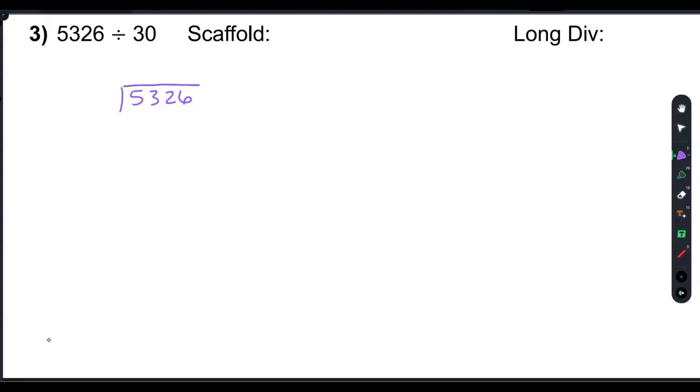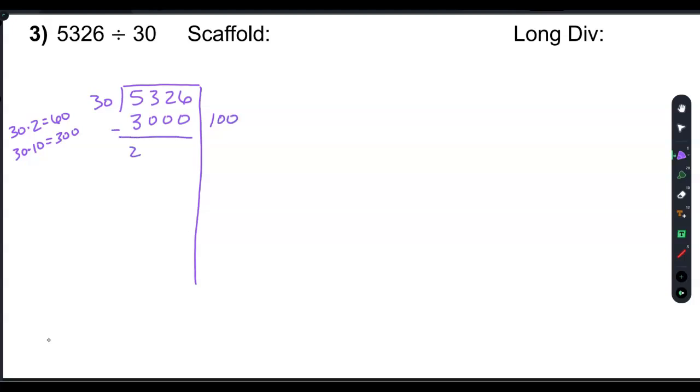5,326 divided by 30. So 30 times 2 is 60, and 30 times 10 is 300. So I might go for 3,000. So instead of times 10, how about times 100? So 30 times 100 would be 3,000.